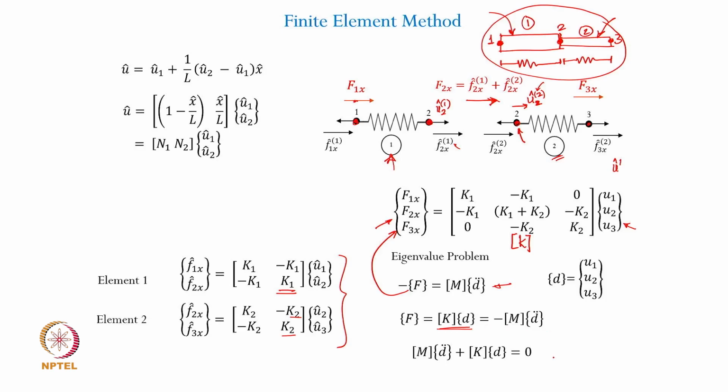Once you equate this, it finally turns out to be in the familiar form of m x double dot plus k x equal to 0. The only thing here is that this vector D is representing the nodal displacements in the global context. And from here, how to get all the eigenvalues and all the eigenvectors is a straightforward exercise which we have done many times over for the discrete system analysis. So that part of course is a common thing from here onwards.